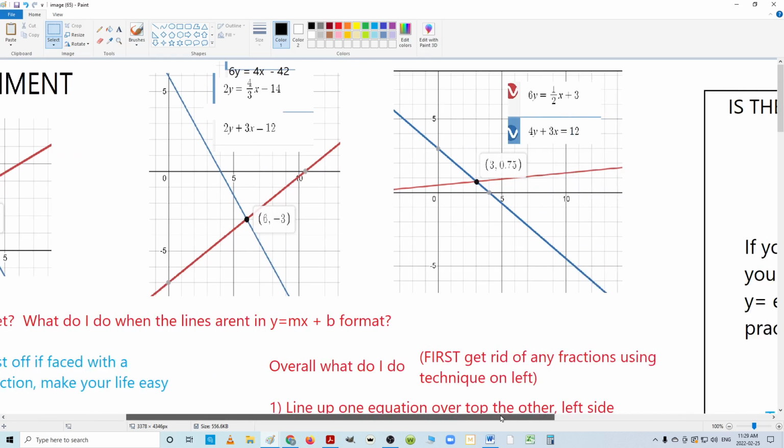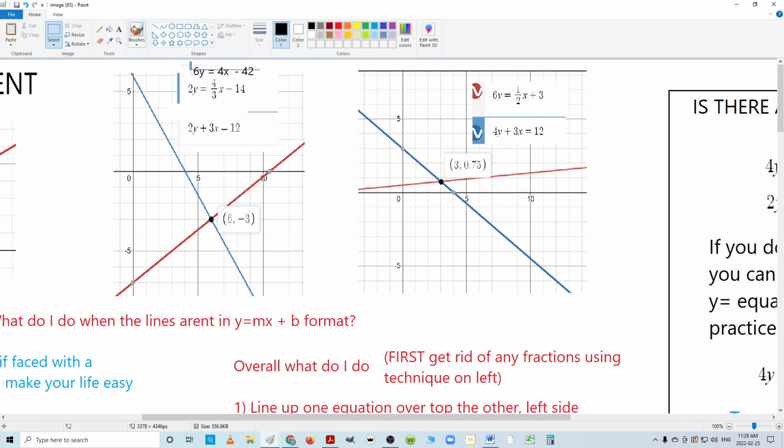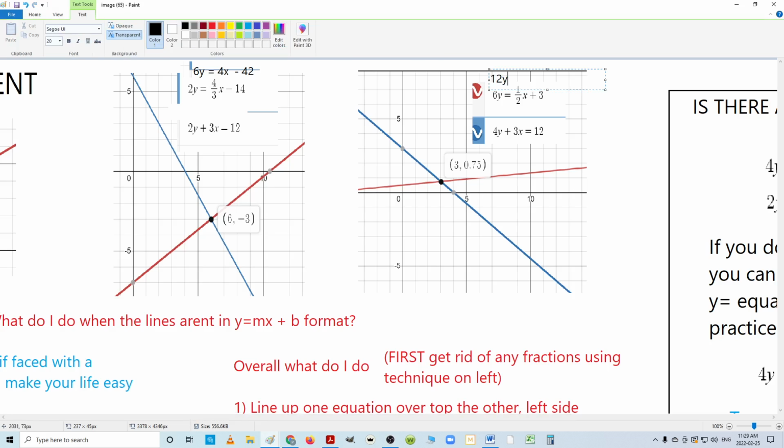And over here, stupidly again, you would never see a fraction in a standard format, so I'm going to multiply both sides by 2. The left side is 12y. The fraction disappears, and the 3 becomes a 6. So I essentially multiplied every term by 2.